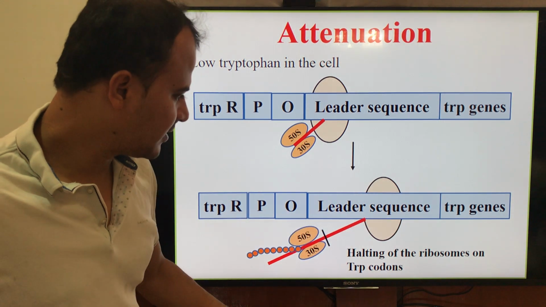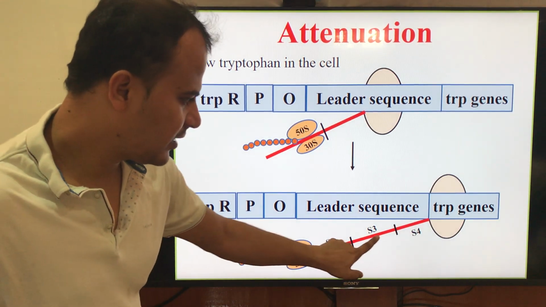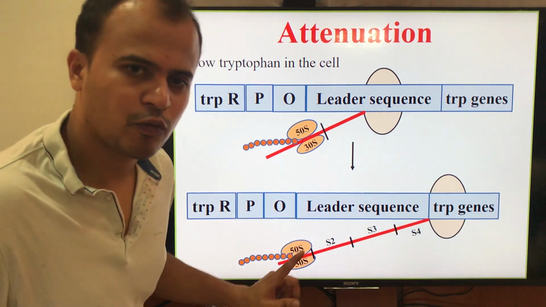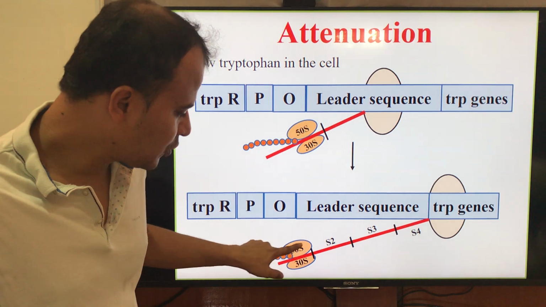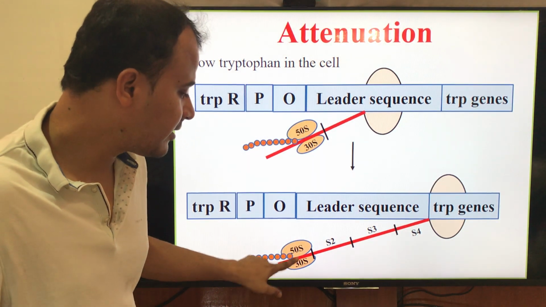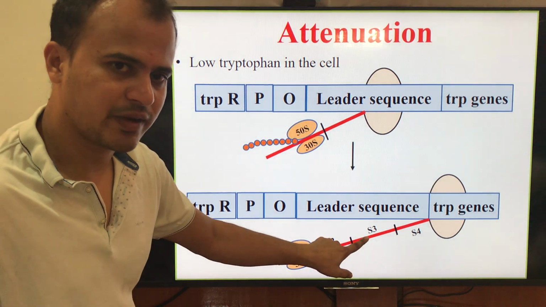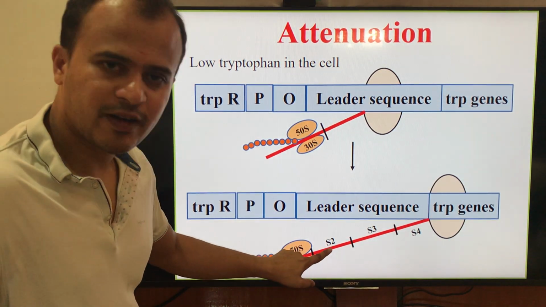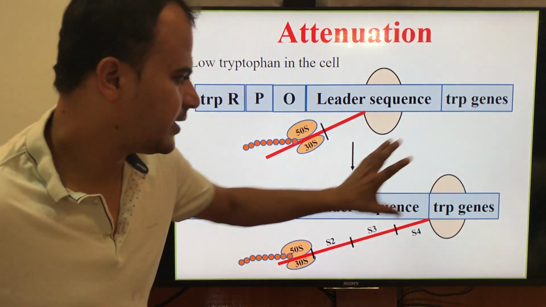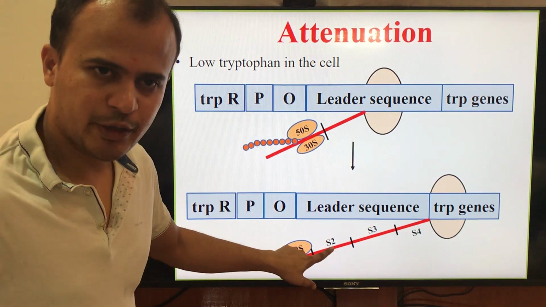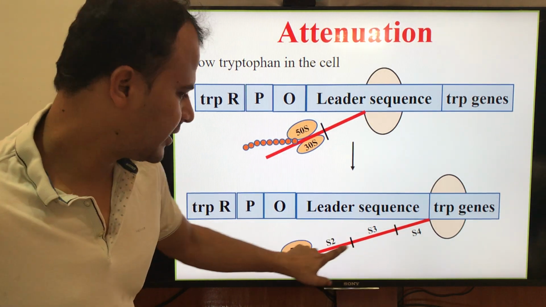Segment 2, you can see here in this picture, segment 2 is free, segment 3 is free, segment 4 is free. Therefore, you can see that the ribosomes have stopped their activity in the segment 1 itself. Segment 2 is free, segment 3 is free. Therefore, soon after the transcription, of course, as the RNA polymerase is moving, segment 2 is the first segment to be transcribed, followed by segment 3.